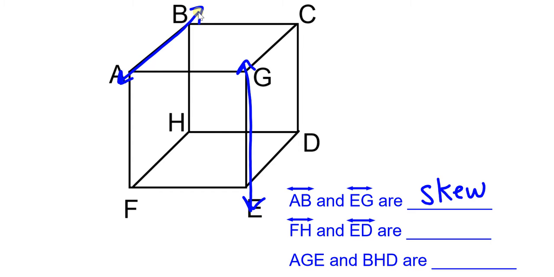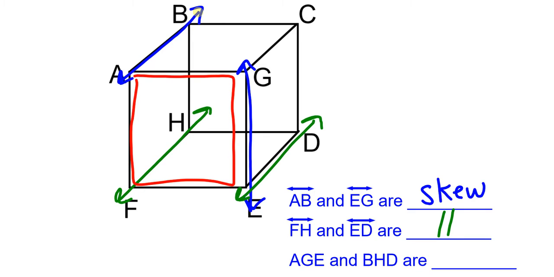And then line FH and line ED would be here and here, and those are parallel, and you may use a parallel symbol for that if you want to, or you can just write the word parallel. So parallel lines. And then plane AGE, which we see on the front here, and plane BHD, which we see in the back here. Those make parallel planes.